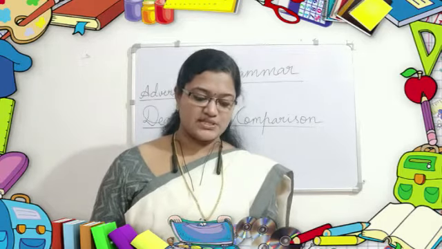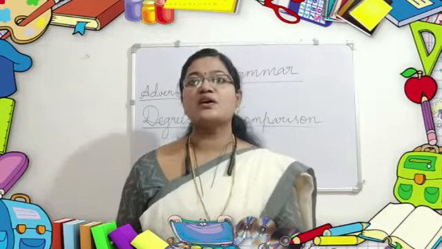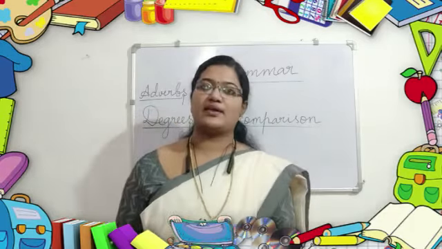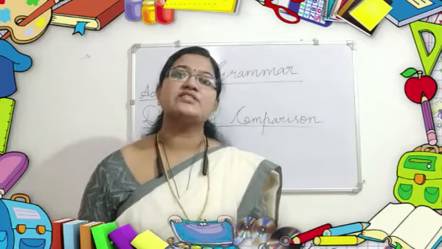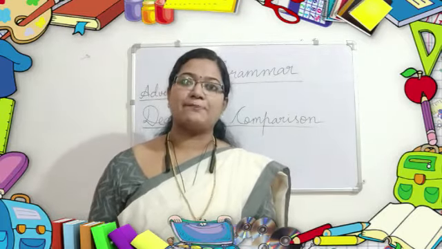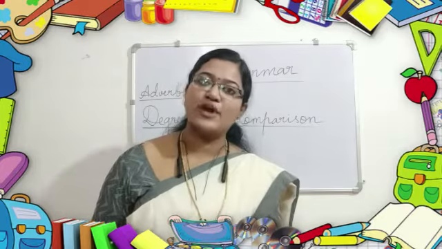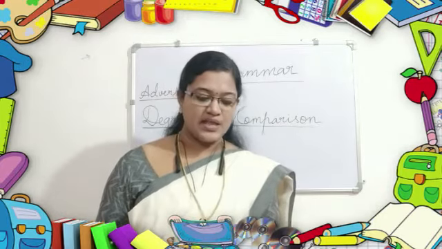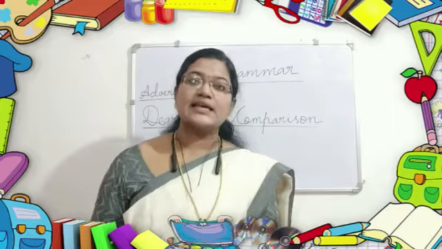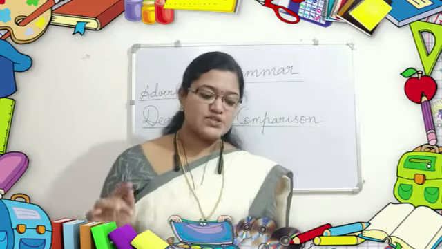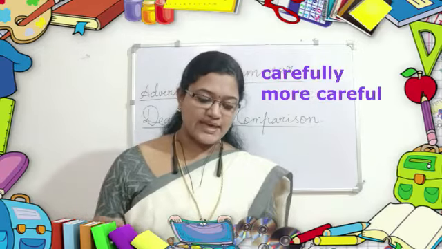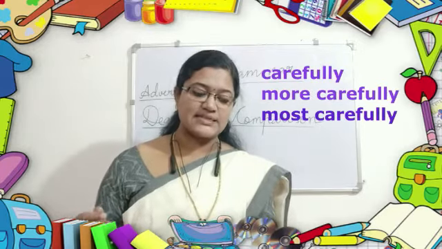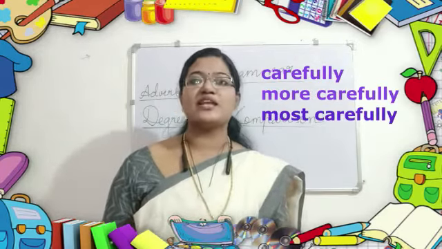Third one, the comparative and superlative degrees of most adverbs are formed by using the adverbs more and most before the positive. Many of the adverbs are formed by adding ly. Those words we have to use more and most. For example, carefully, more carefully, most carefully. Ram read the letter carefully. John read the letter more carefully. I read it most carefully and found several errors in it. So we have used more and most.